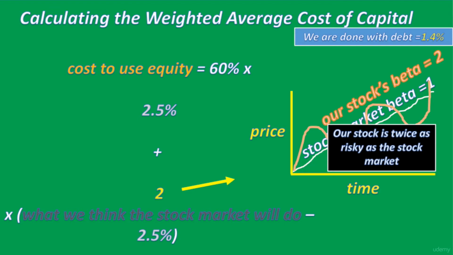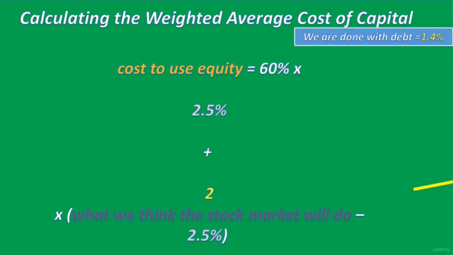So we're going to multiply 2 times the rest of the stuff there. If our stock was less risky than the market, say it was only a beta of 0.8, right? Then our overall weighted average cost of capital will be lower, okay? So we're factoring in volatility here. Pretty cool. All right, what do we think the stock market will do now?